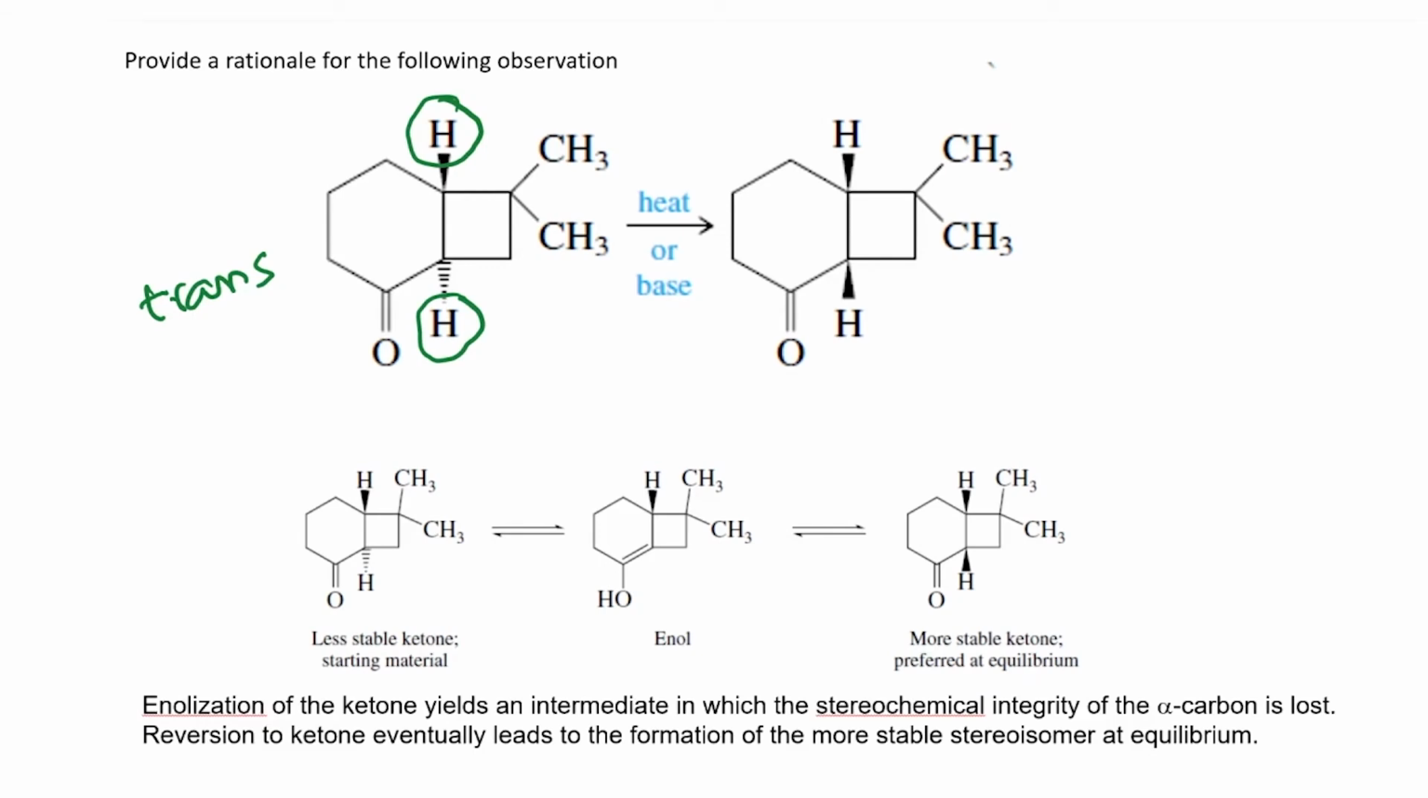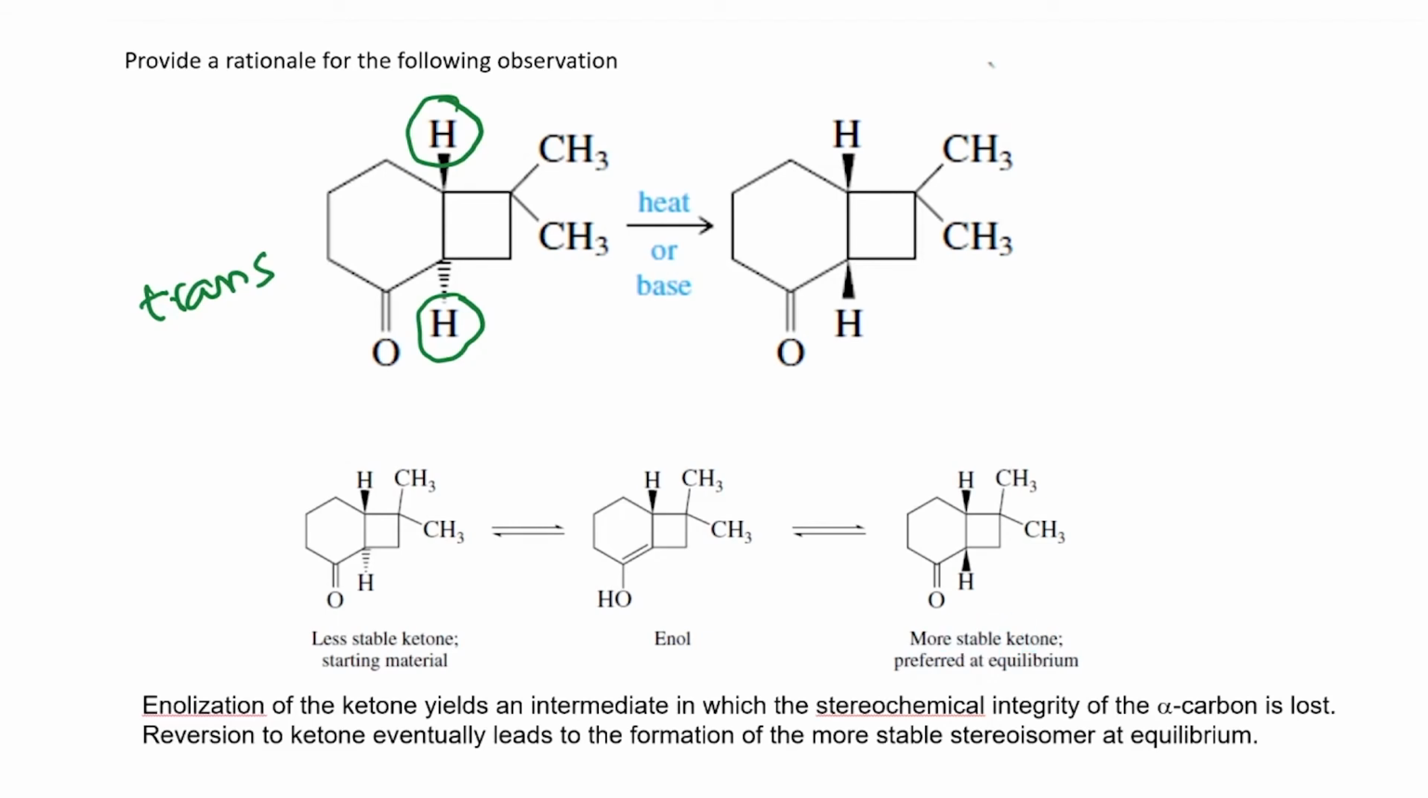The first thing to note here is that this is actually a trans ring fusion, and trans ring fusions are very unstable. Therefore, they don't need a whole lot of impetus to form the cis ring fusion. Even if you just heat it up, you can generate the enol, and the enol can then pick up a proton or tautomerize to give you the ketone. In doing so, it forms the more stable ketone in this equilibrium. So this is what is suggested, that you will form the more stable ketone in the equilibrium.